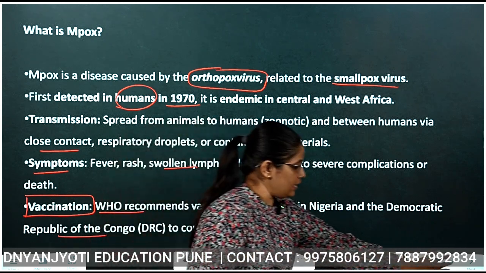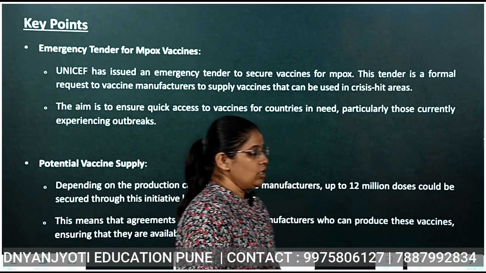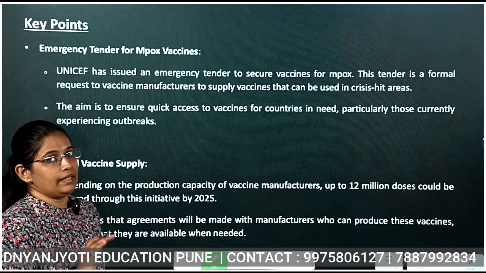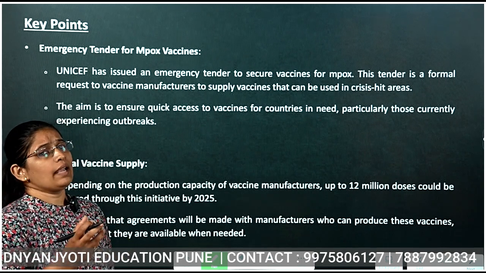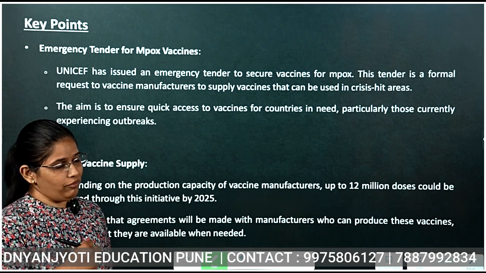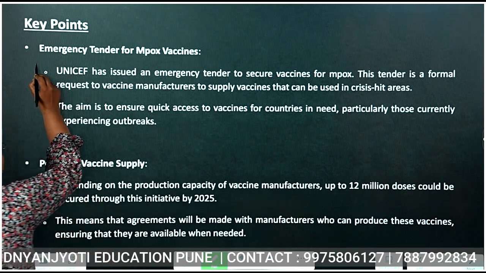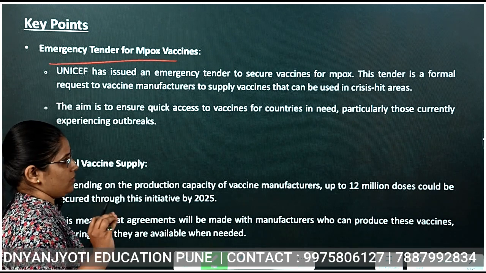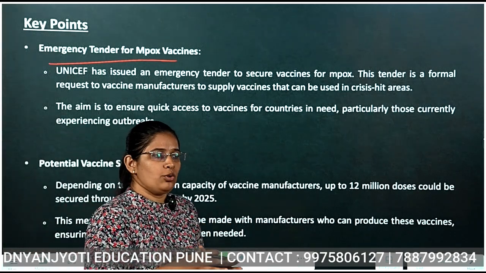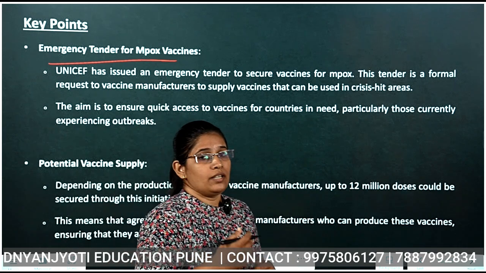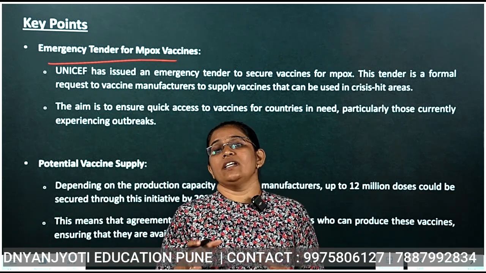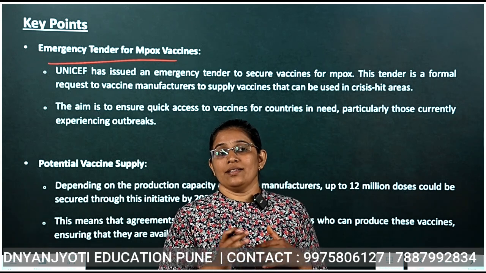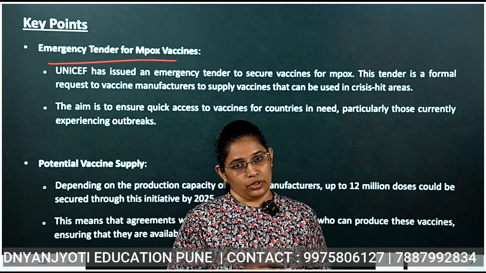where there is an outbreak of this disease of Mpox. So now the information provided from this article can be analyzed with certain points. The first point is that there is an emergency tender of Mpox vaccines. This point briefly shows that certain regions in Africa are facing a severe outbreak of Mpox, which is causing harm to children.